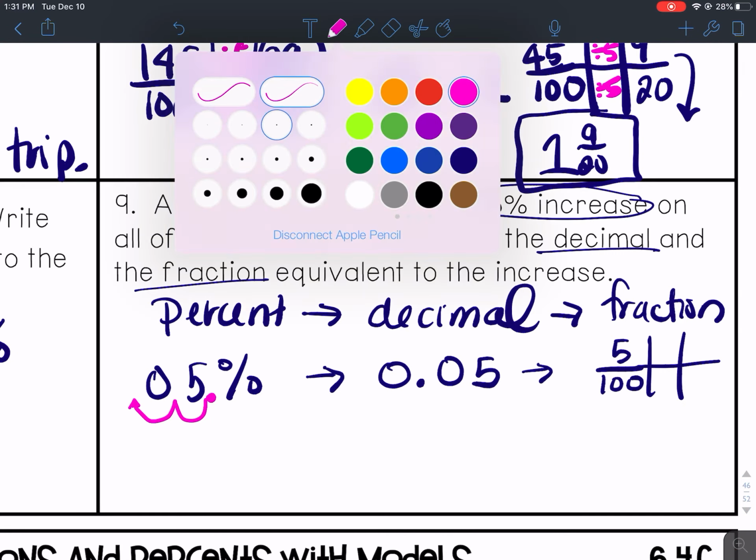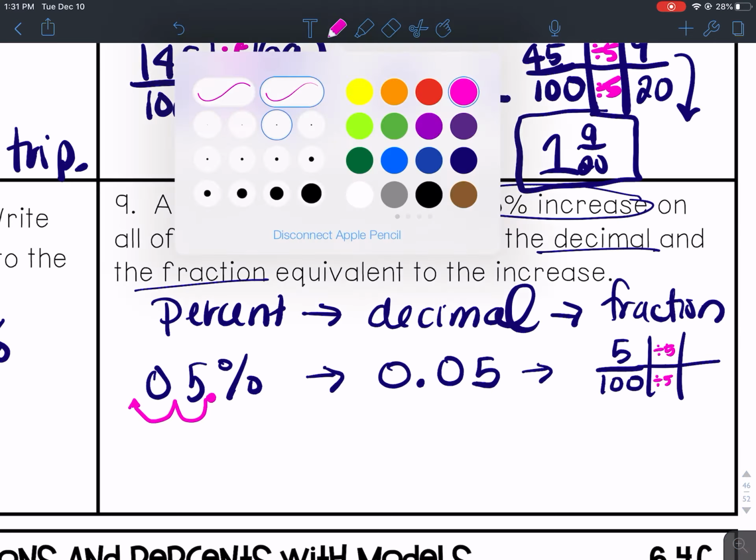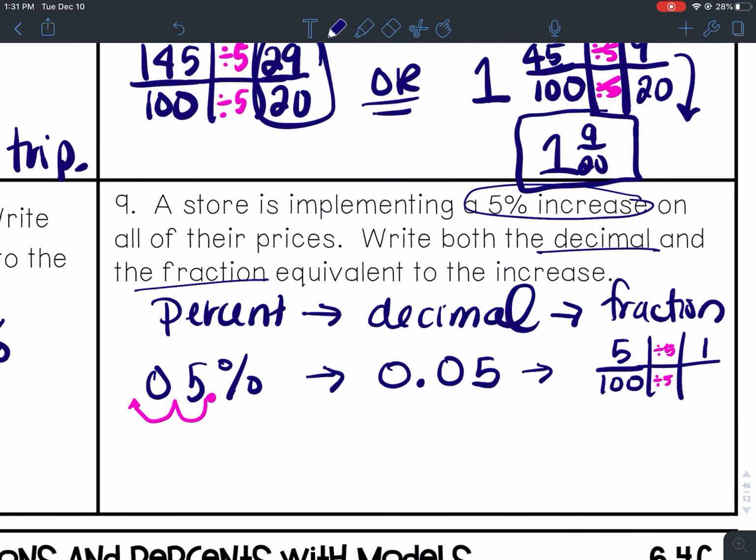Okay, it ends in a 5 and in a 0, so I need to ask myself, what number goes into both 5 and 100? Think about your rules. Divide by 5. Divide by 5. 5 divided by 5 is 1. 100 divided by 5 is 20. They're both correct, okay? But I just want you guys to get into the habit of practicing simplifying, okay?